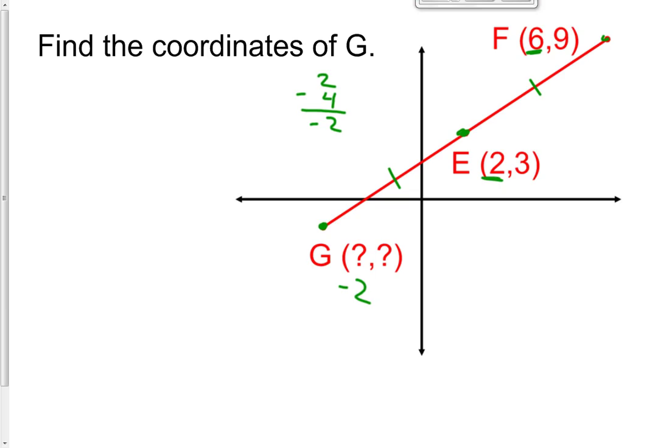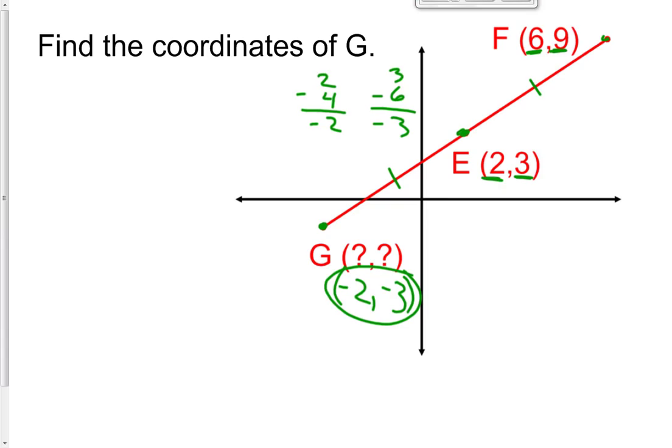So there's your x-coordinate. Your y-coordinate, how do you get from the midpoint 3 to the endpoint 9? Well, you have to go 6 units to the right. So if you have to go 6 units to the right to get to the other endpoint, you've got to go 6 units to the left, so you have to take 3 and subtract 6 units. And then you'd get a -3. So your answer for point G is the ordered pair -2, -3.